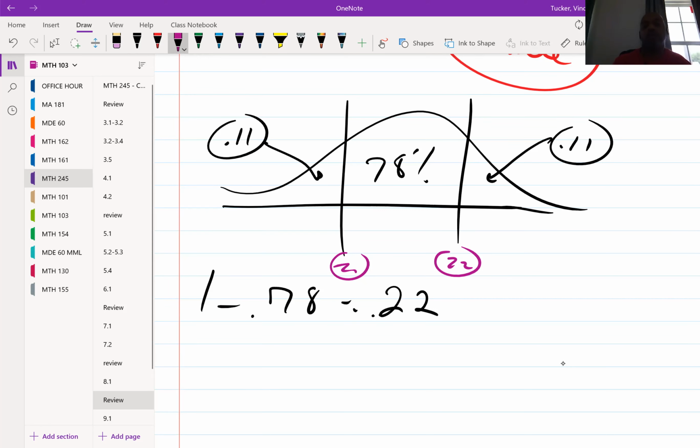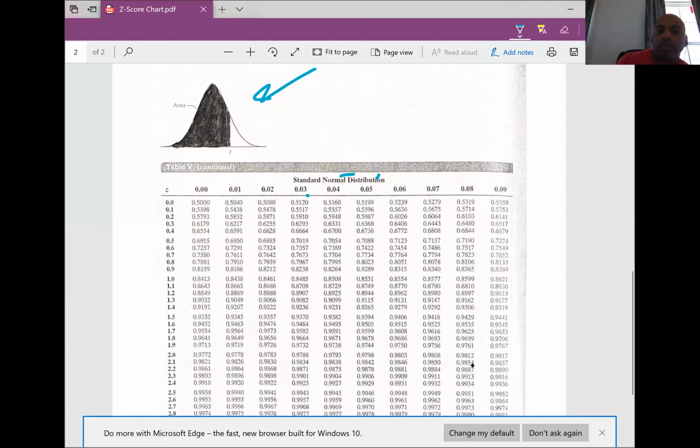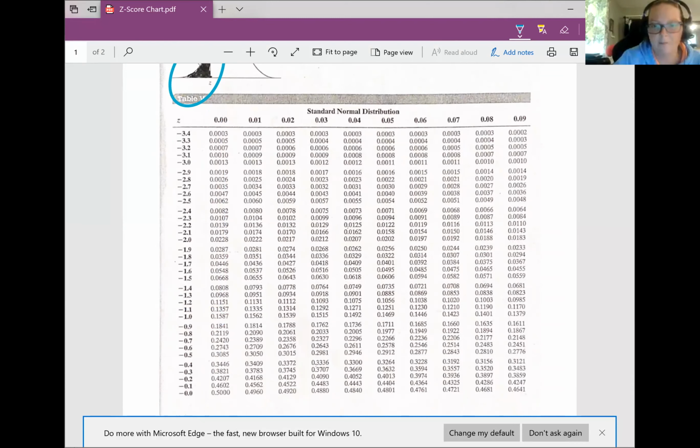All right. So, excuse me. We're going to go back to the chart and look for the closest thing to 0.11. All right, could you hold on 1 second? Yep, you're fine.